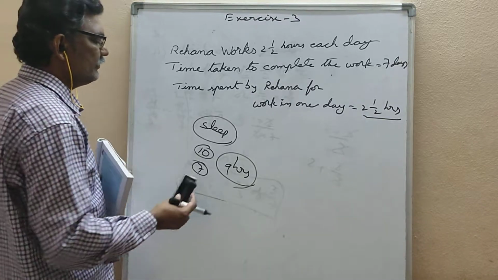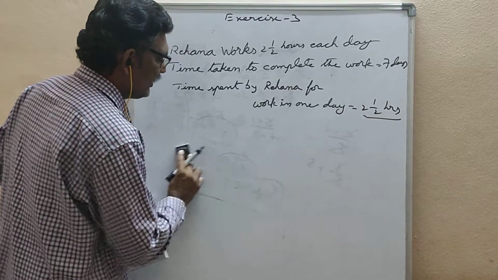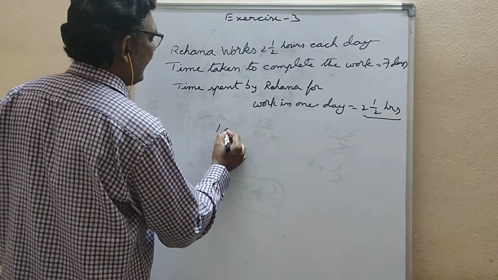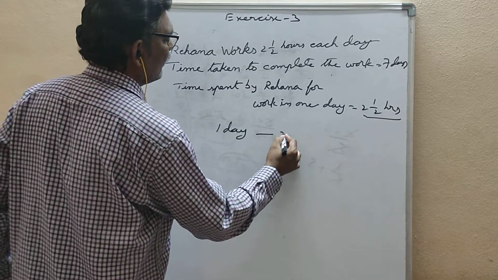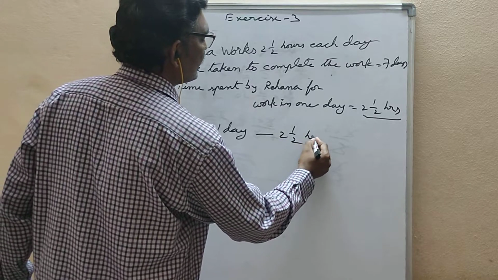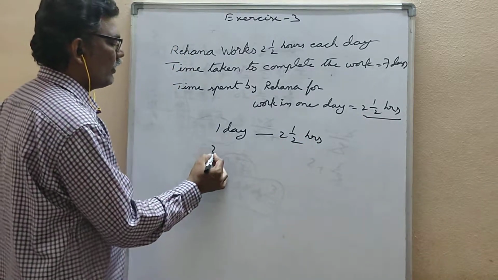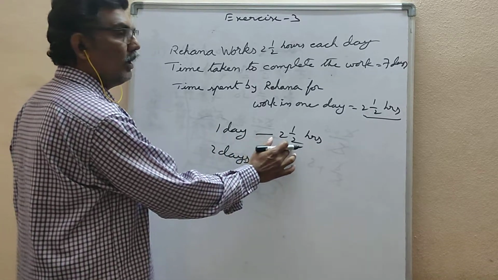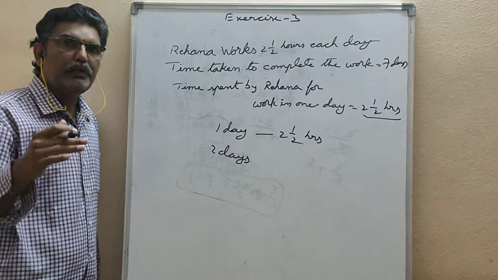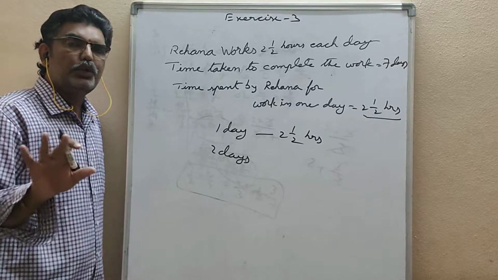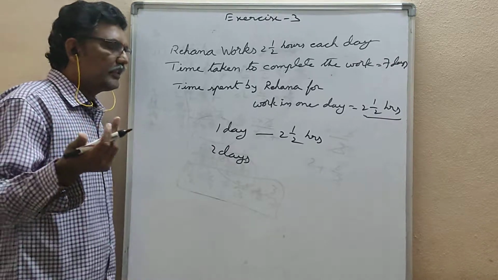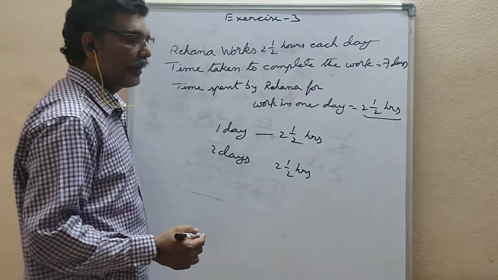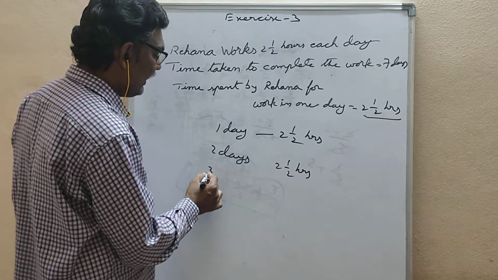Now we will go for this one. Here, for 1 day she works for 2.5 hours. For 2 days, it means 1 day 2.5 hours. Today she worked 2.5 hours and today she won't work again. Next day, again 2.5 hours she will work. Like that, 7 days she worked.